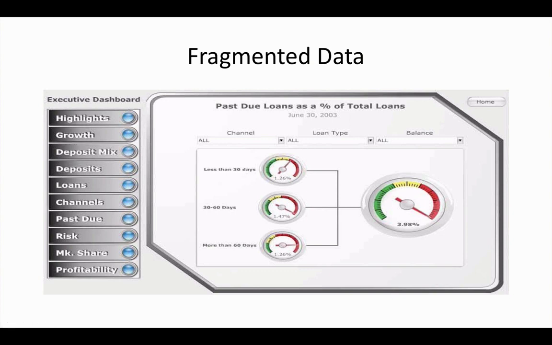The gauges are a problem. There's all kinds of gauge problems here. Notice, this is one of the real problems with gauges: gauges often have different scales. So here's a gauge that's barely in the red. It's 1.26%. Here's a gauge that's way in the red, and it's also 1.26%. And way in the red over here is 3.98%.